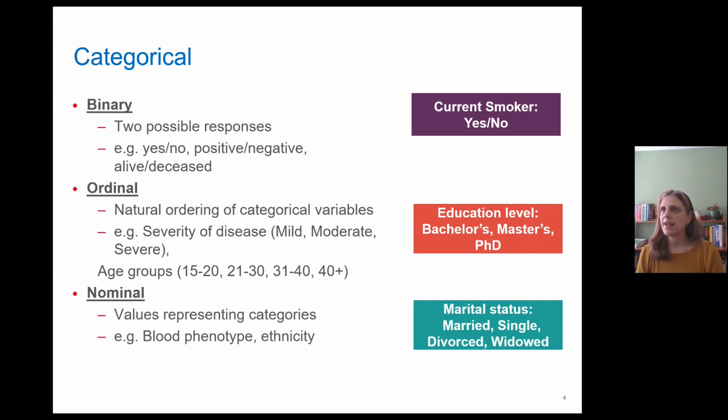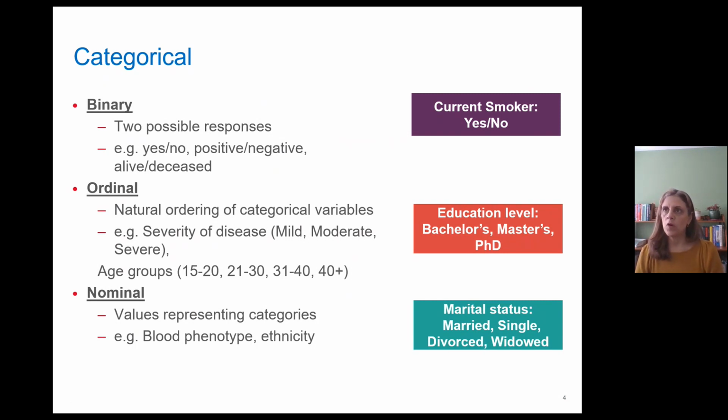So there's different types of categorical data. Binary data where you have two possible categories. So for example, a positive or a negative outcome of some sort of a test, whether individuals in your sample are alive or deceased at the end of a study, any yes/no variables. They're all binary variables where you have categories in your answer, in your response, and there's two possible options.